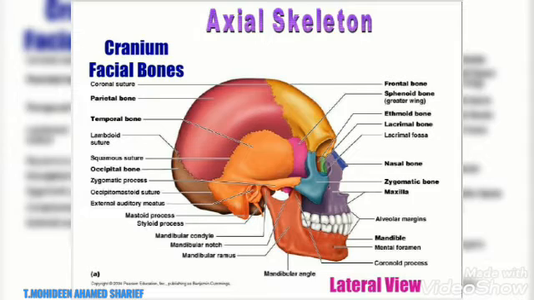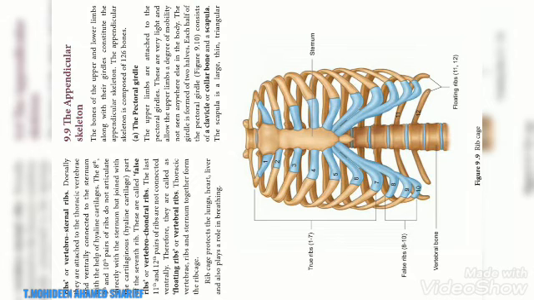Next is the vertebral column. Vertebral column is also called the backbone. It consists of 33 serially arranged vertebrae which are interconnected by cartilage known as the intervertebral disc. The vertebral column extends from the base of the skull to the pelvis and forms the main framework of the trunk.